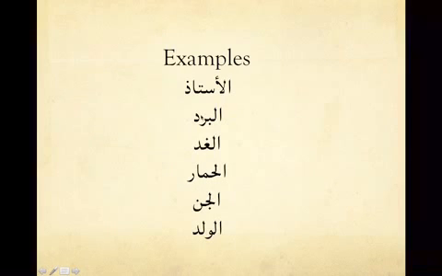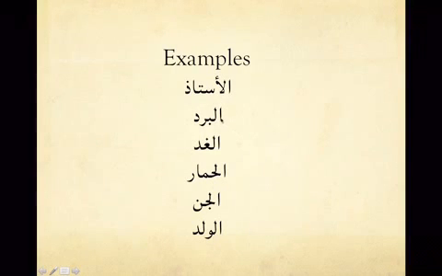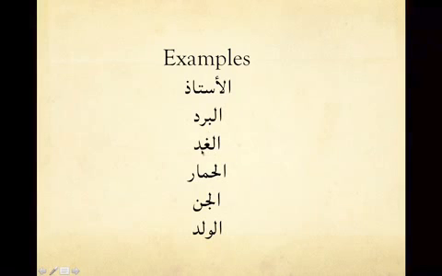We read it. Examples: Al Ustaz. Notice that the Hamza comes after Al. Al Ustaz. I say the lam. Al Bard. Al Ghad. Al Himar. Al Jinn. Al Walad. All of them are Qamariyyah.